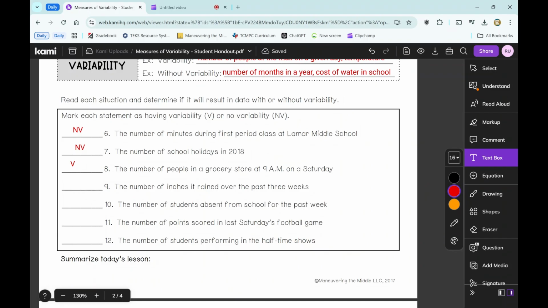For the next few numbers, go ahead and figure out if you think they're non-variable or if they have a lot of variability. Number 9, the number of inches it rained over the past 3 weeks. 10, the number of students absent from school in the past week. 11, the number of points scored in last Saturday's football game. And number 12, the number of students performing at the halftime show.